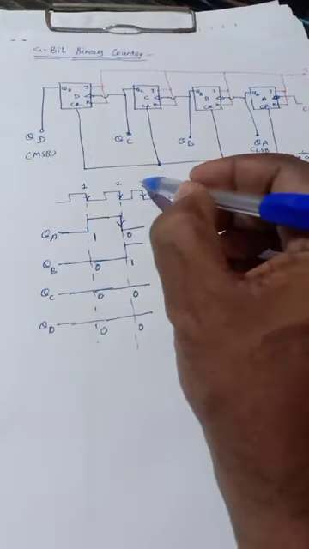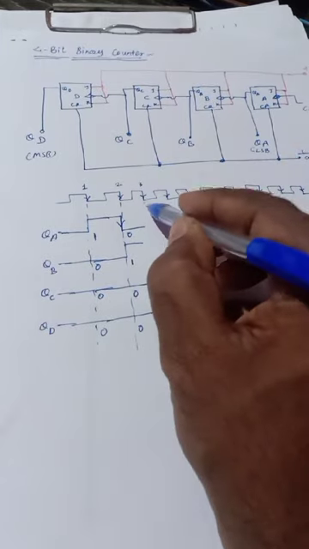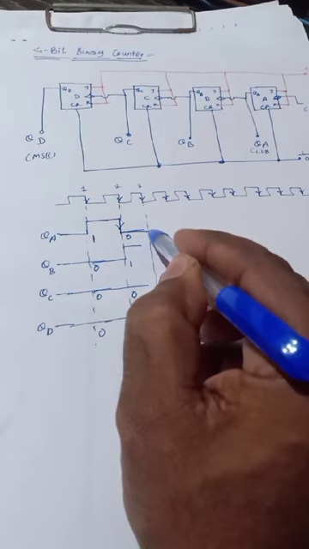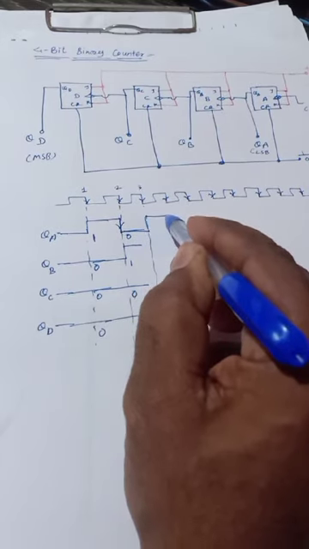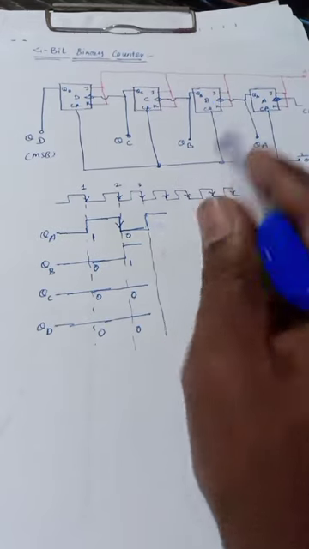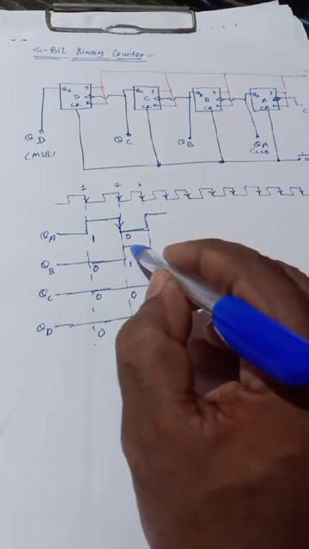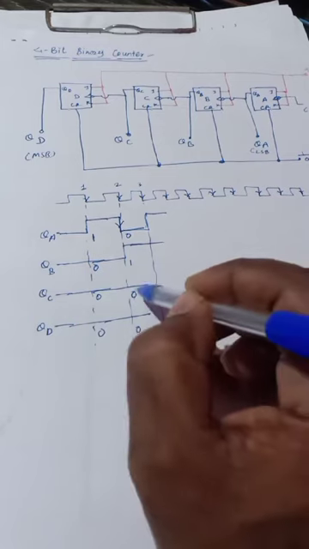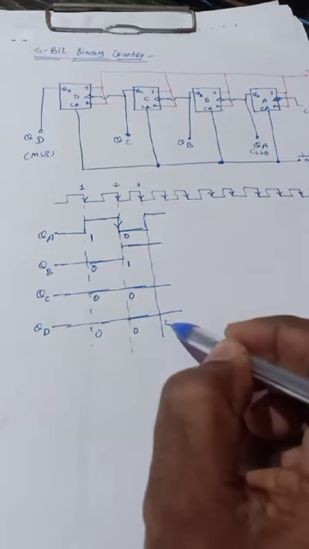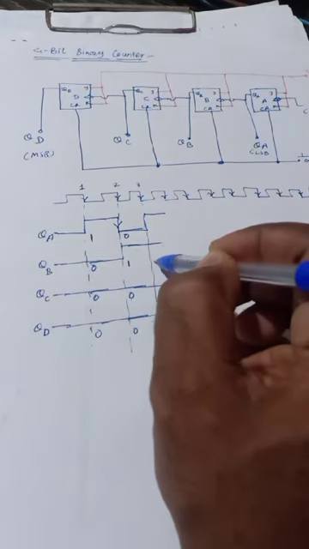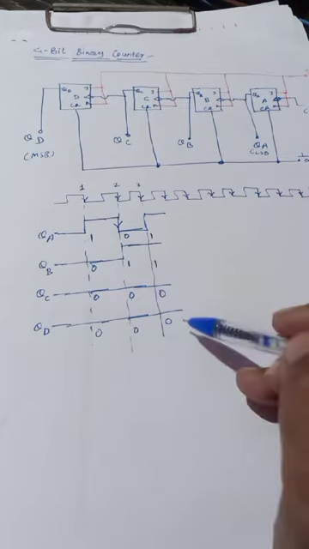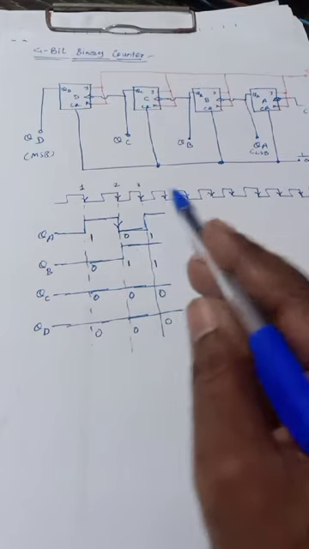Okay, so at the arrival of the third clock, this flip-flop again toggles. This positive change is applied to the clock of the next, so there is no change. So the output is 0, 0, 1 and 1. That means the output is equivalent to 3. So the third clock has arrived.